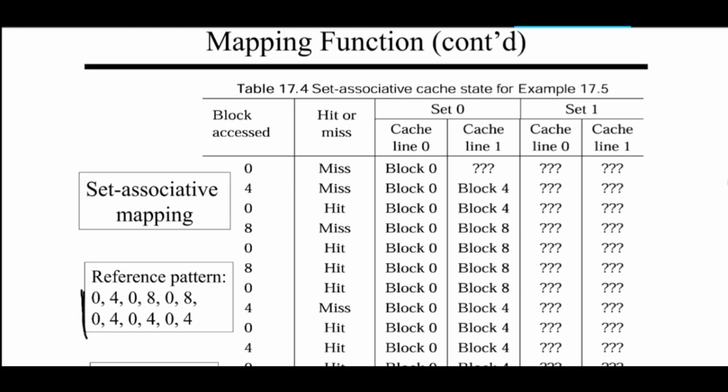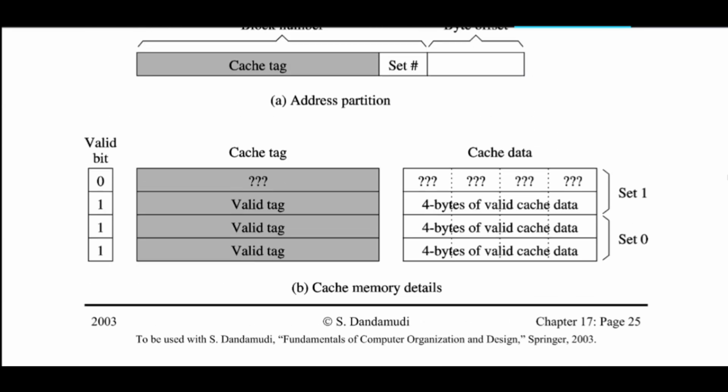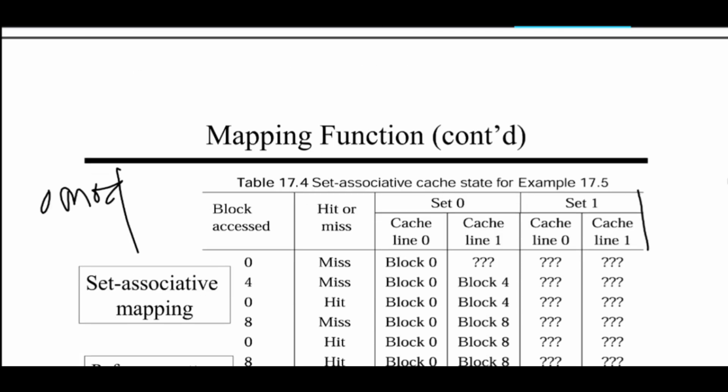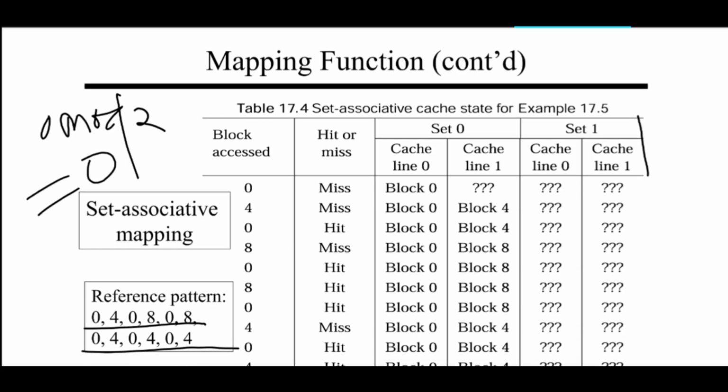Then let's find how this is working. These are the block numbers. Block number mod the number of sets gives the set. Here the number of sets is 2, as in the upper diagram. So 0 mod 2 is 0, and the data is stored in set 0. Block 0 is stored in set 0; in set 0 there are two places, line 0 and line 1, and block 0 is loaded in line 0.